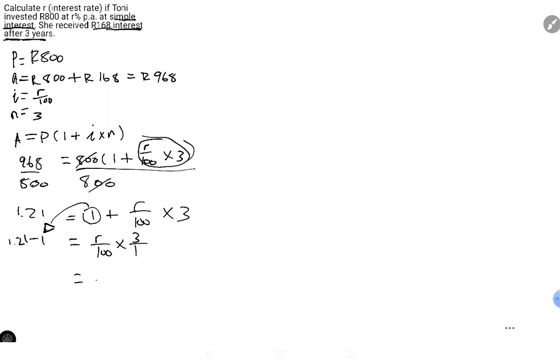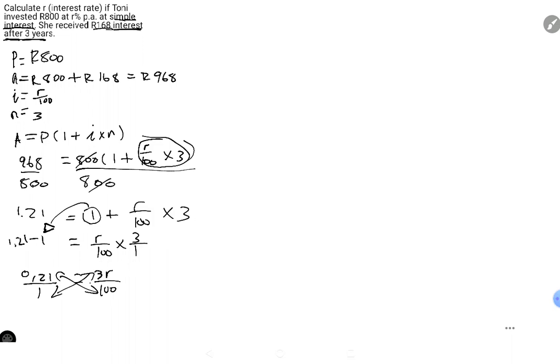Remember, I've taught that when you multiply fractions, it's numerator with numerator, denominator with denominator, right? So let's do this here. 1.21 minus 1 is 0.21, and here we've got 3r over 100. And because you've got a fraction on the right hand side, you need to change this to be a fraction on this side. And so what happens is then cross multiply.